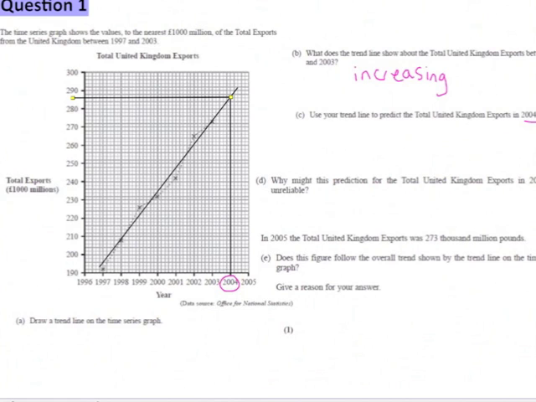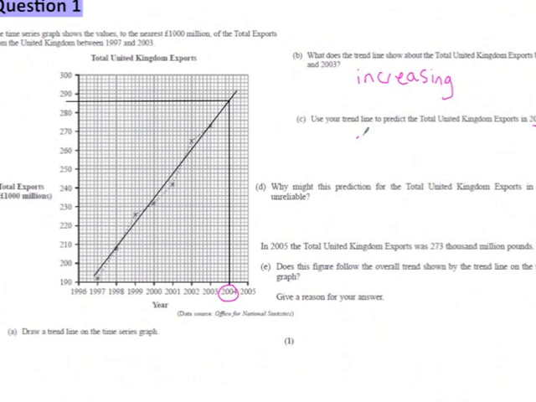Using the line of best fit here, the trend line to predict, we have 286. Now you need to be aware that in the exam, the examiner will accept any answer between 280 and 290. So you need to check that your answer is within this range.